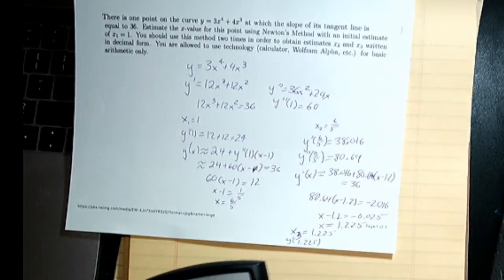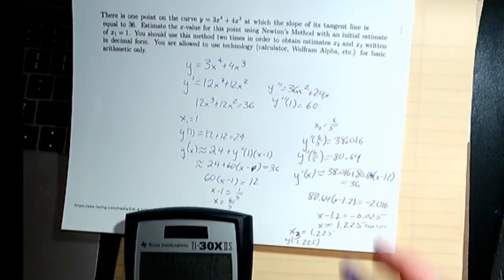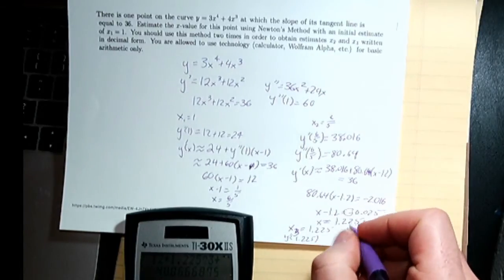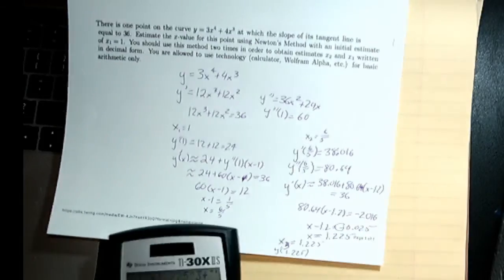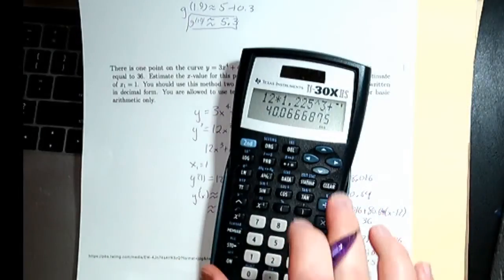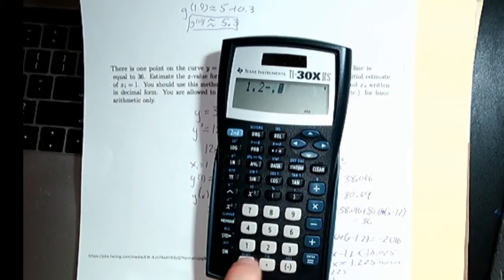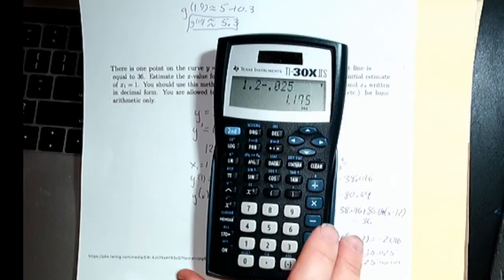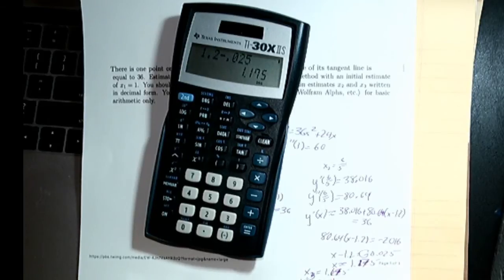The answer now is 40, which makes me suspect I had a sign error somewhere. That seems very likely. Oh yeah, of course I did. This was a negative 0.025, so it's not 1.225. I made a quick sign error there. That should be 1.2 minus 0.025, so my test point shouldn't be 1.225, it's 1.175.